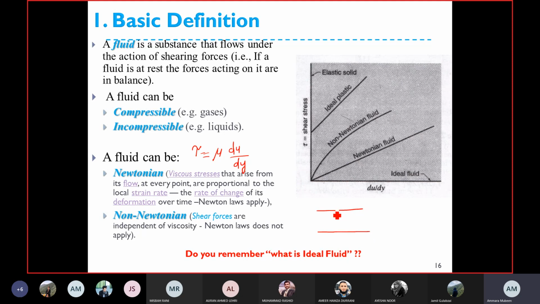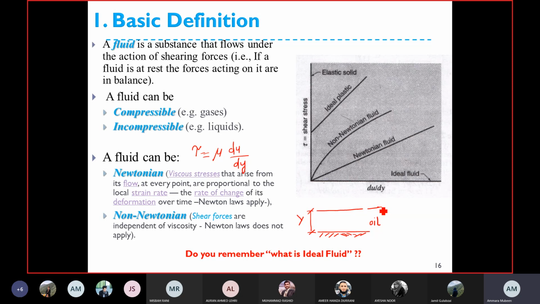So there are two plates. One plate is fixed. In between these two plates there is a fluid, and the distance between the two plates is y. The top plate is moving, but the bottom plate is not moving. There is oil in between. Okay, some oil.